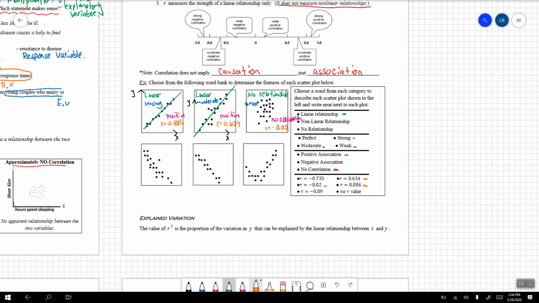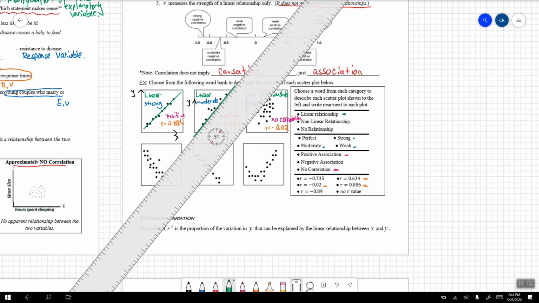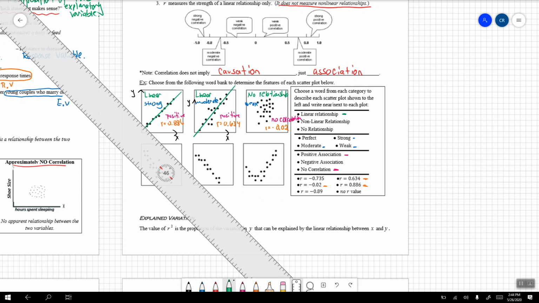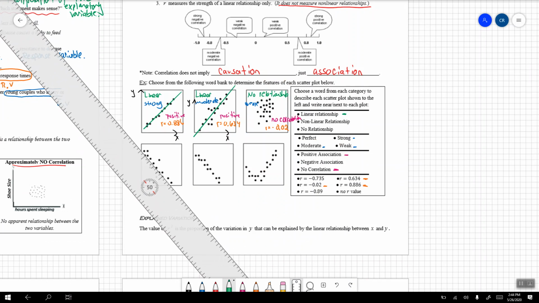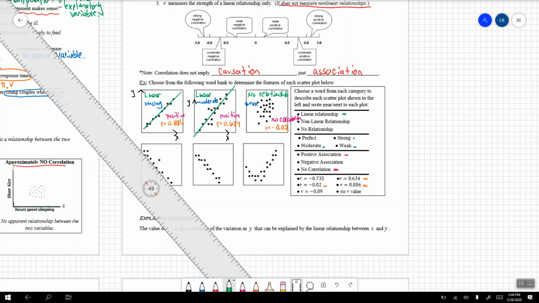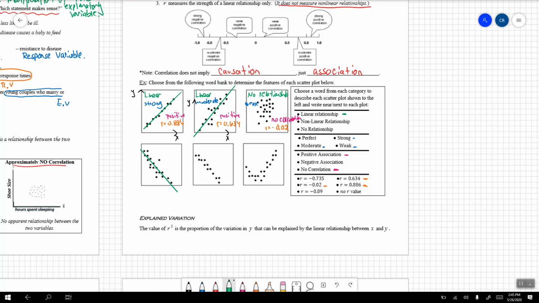Let's work with the next one. All right, do we have a linear relationship, a nonlinear, or no relationship at all? Well, let's see. Take my ruler here, and it looks like I might be able to fit most of these points through a best fit line. So it does look like I have a linear correlation. Nice. Next one. Is it perfect, strong, moderate, or weak? I would say it's more along the moderate line.